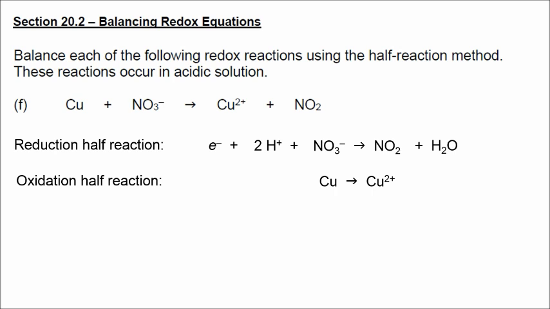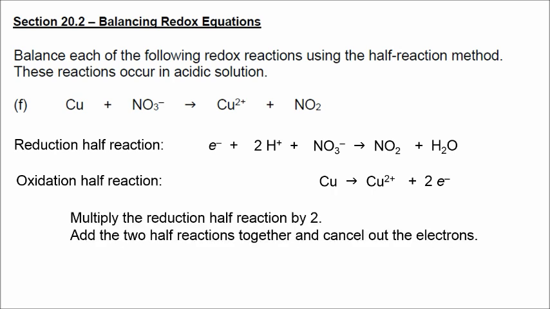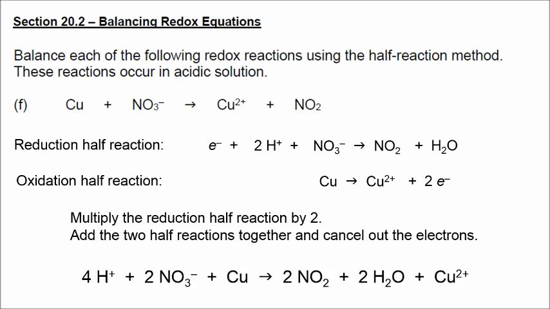There's no worries about water molecules or H plus ions here, but we do have to add 2 electrons on the right to balance the charge. Before we can add these two half reactions together, we have to multiply the reduction half reaction by 2, and then we add the two half reactions together and cancel out the electrons. So the final answer is 4H plus 2 nitrate ions. We have a single copper atom on the left, and on the right we have 2 molecules of nitrogen dioxide, 2 molecules of water, and 1 copper 2+ ion.